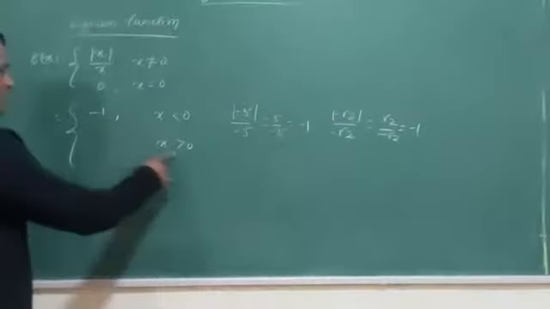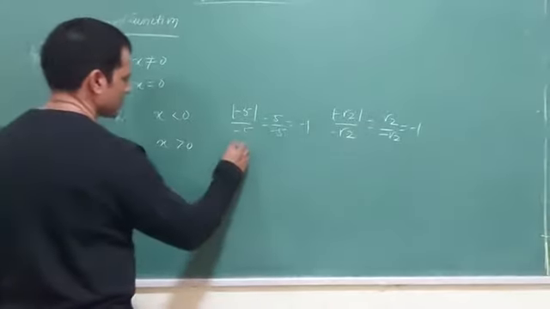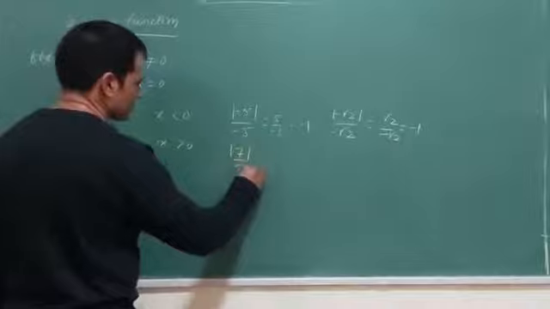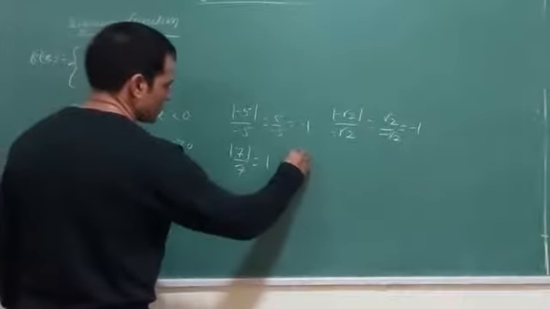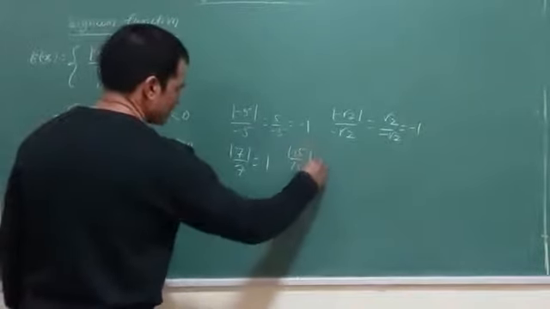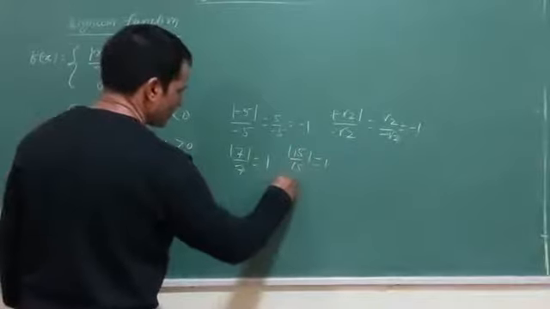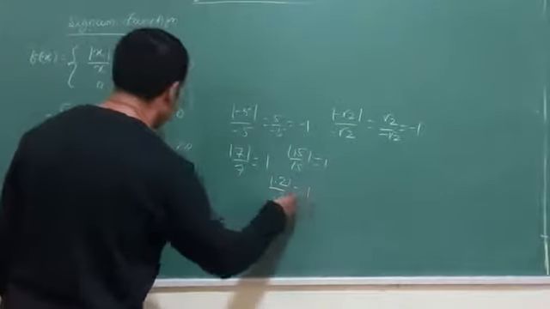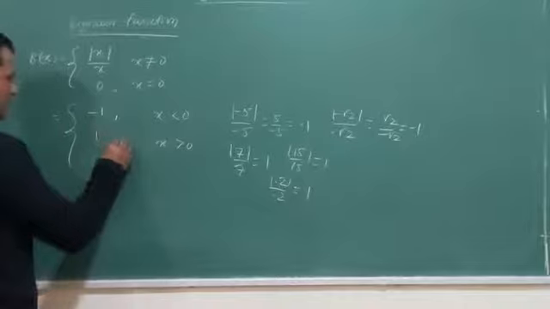You take a value greater than 0, x greater than 0, suppose 7. Mod 7 by 7 equals 1. Mod 15 by 15 is 1. 0.2, modulus by 0.2, is equal to 1. Any value you take greater than 0 gives you 1.